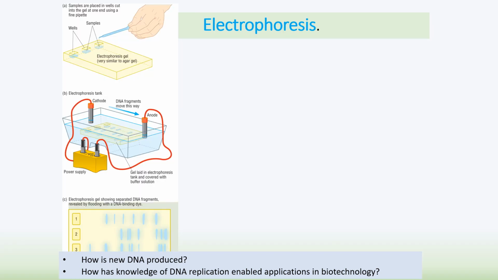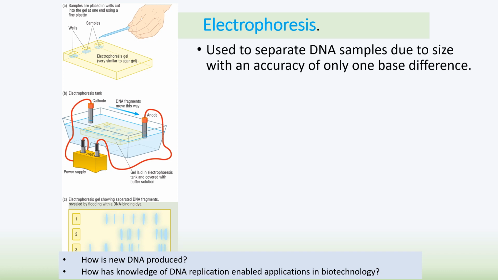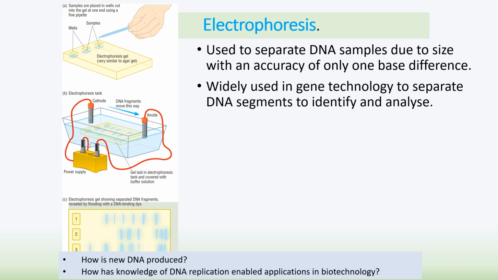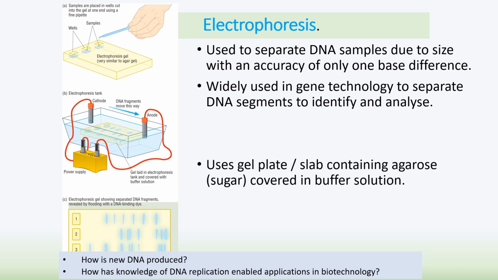Now, if we want to separate DNA molecules, so let's say we've got a sample of DNA and we want to separate them, we can use electrophoresis to do this. Electrophoresis is used to separate DNA samples according to their size, and it can be used to an accuracy of one base pair in difference. It's widely used in gene technology to separate DNA fragments and identify DNA samples, and it uses something called a gel plate, a slab containing agarose solution. This is basically a very impurity-free solution, which means that the agarose doesn't block the movement.